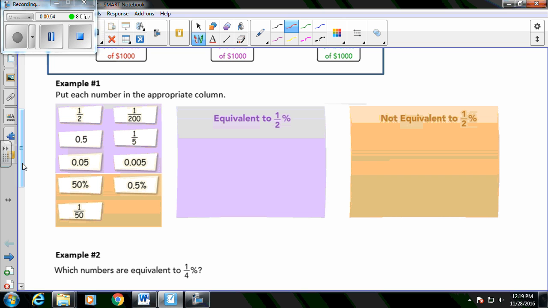Now let's look at this. We need to put each number into the appropriate column: equivalent to 0.5% and non-equivalent to 0.5%. Well, let's think about 0.5%.